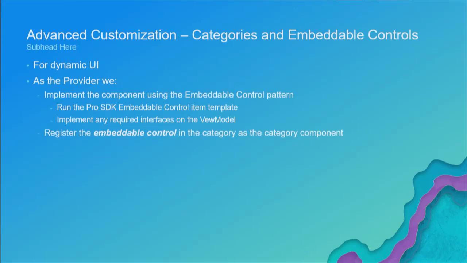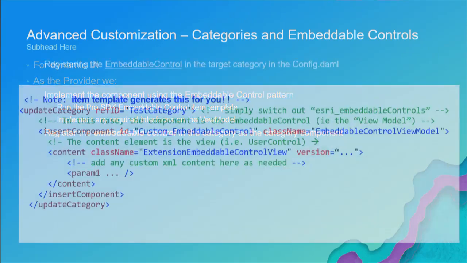As the provider then, instead of having a vanilla .NET class, you're just going to use the embeddable control template. Any required interfaces, just implement them on the view model. And then register the embeddable control in the category, not the vanilla .NET class. What does that look like?